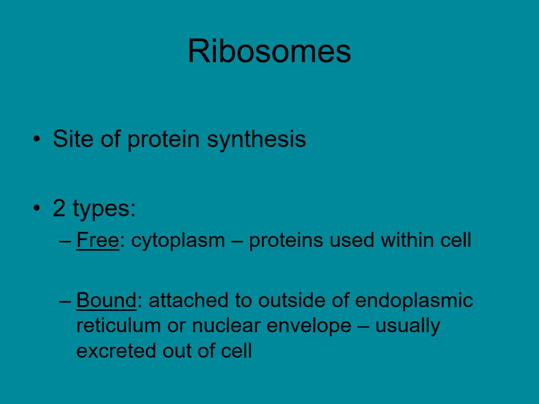The ribosomes, this is the site of where protein synthesis actually occurs. There are two types of ribosomes, free and bound. The free ones, as the name implies, they're just floating freely around in the cytoplasm. Most of the proteins that are going to be produced here will be used within the cell. And as I mentioned a bit ago, the ribosomes that are bound, those are attached on the outside of the rough ER, and usually those proteins are going to be exported out of the cell.